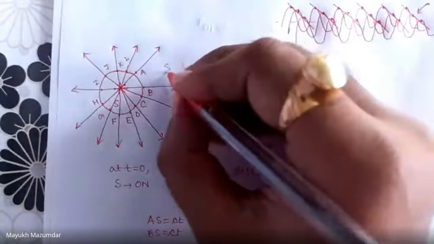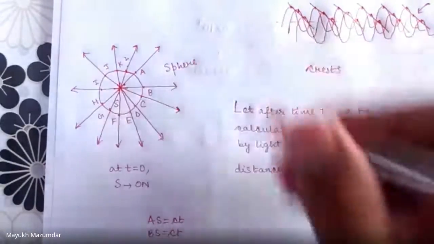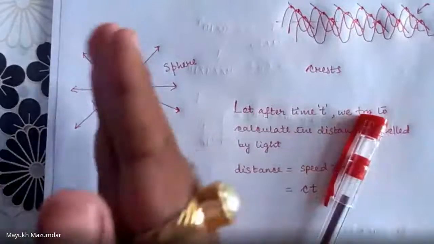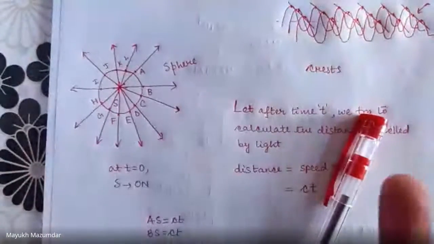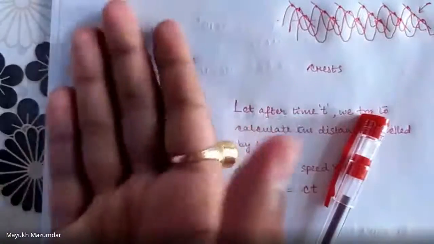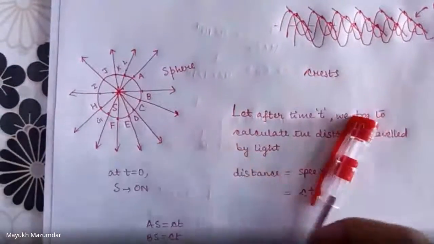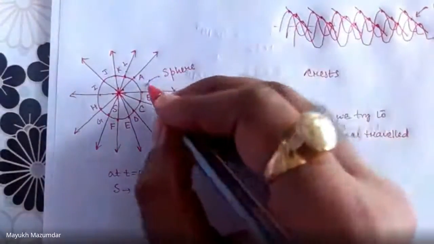It looks like a circle. It is actually a sphere because I have drawn the picture in 2 dimensions. Actually, in 3 dimensions also light is coming out, isn't it? Some rays are going upwards, some rays are going downwards, I mean, above the page and below the page. So the locus would be a sphere.